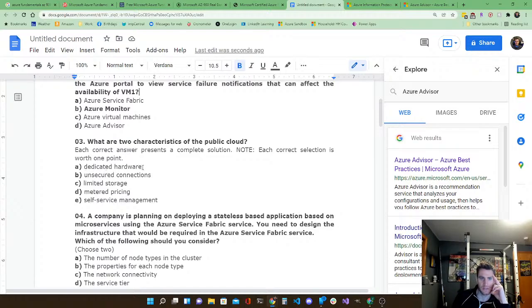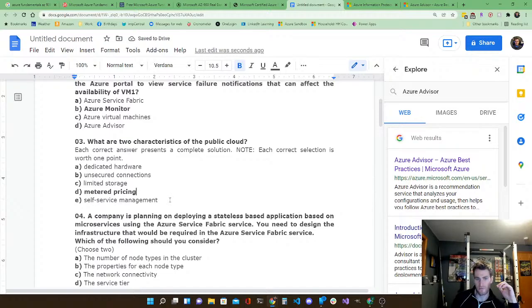Dedicated hardware. You can get dedicated hardware, but I wouldn't say it's a typical characteristic of the cloud. Unsecured connections, obviously not. Limited storage, it's not necessarily limited. I mean, technically it is, but metered pricing makes more sense. That's the pay-as-you-go, pay-as-you-use type mentality, so I think that makes more sense.